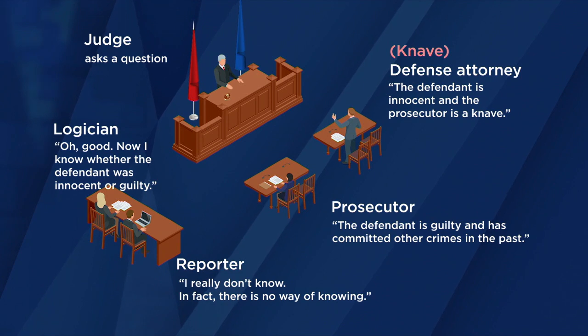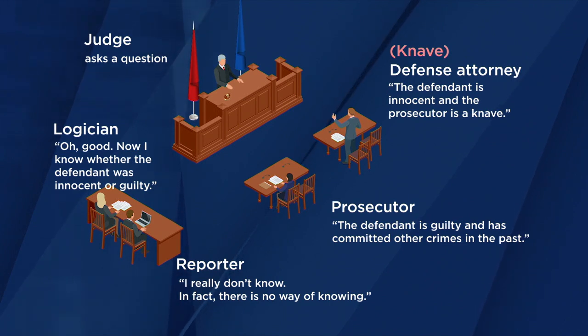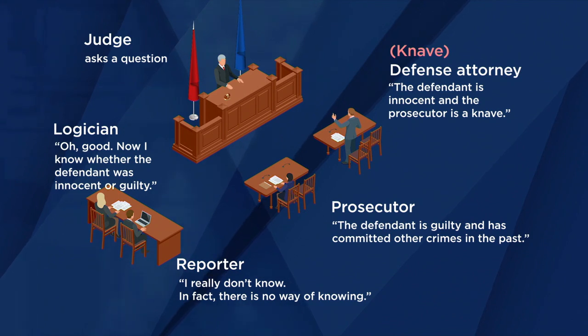In this case, the defense attorney's statement is false. But as with our previous case, this would imply that at least one part of the defense attorney's "and" statement is false. And that means either it's false that the defendant is innocent, or it's false that the prosecutor is a knave. If the first statement is false, the defendant is guilty. If the second statement is false, then the defendant is again guilty because the prosecutor would then be a knight and he claimed the defendant was guilty. Either way, the judge would now know the defendant was guilty.